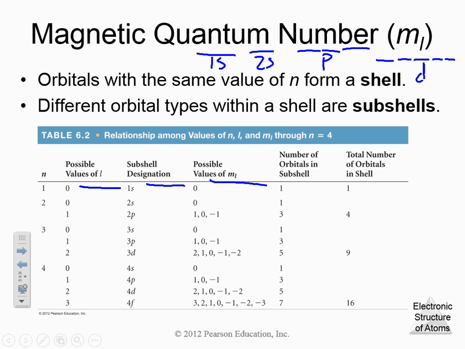If you go down to 2p, however, possible values for L are 1, which means that we have 3 values for ML. Well, how many orbitals do we have for P? 3. Go down to 3D. How many orbitals do we have? 5. How do we get that? Plus or minus the values of L. F has 7 orbitals. Well, how do we have 7 orbitals? The value for L is 3. Plus or minus 3 gives us 7 different combinations. So that is how the magnetic quantum number can work. So those are 3 of the 4 quantum numbers.